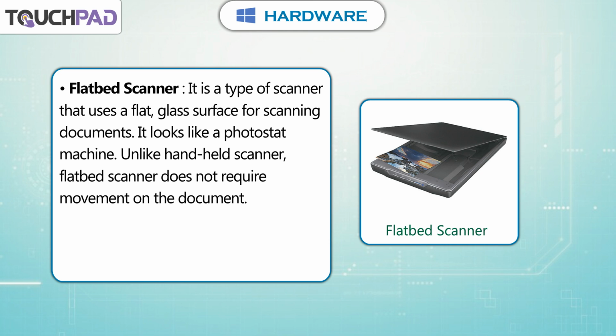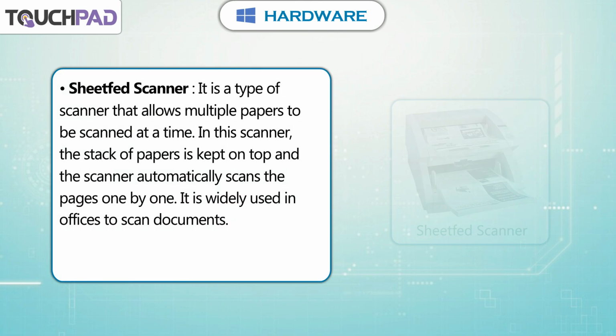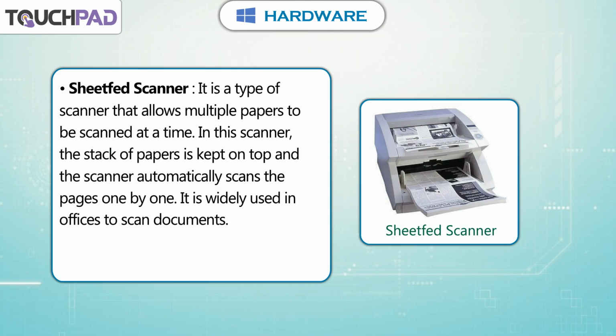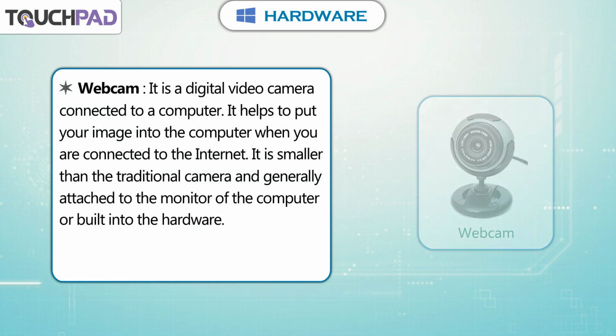Flatbed scanner. It is a type of scanner that uses a flat glass surface for scanning documents. It looks like a photostat machine. Unlike handheld scanner, flatbed scanner does not require movement on the document. Sheet-fed scanner. It is a type of scanner that allows multiple papers to be scanned at a time. In this scanner, the stack of papers is kept on top and the scanner automatically scans the pages one by one. It is widely used in offices to scan documents.